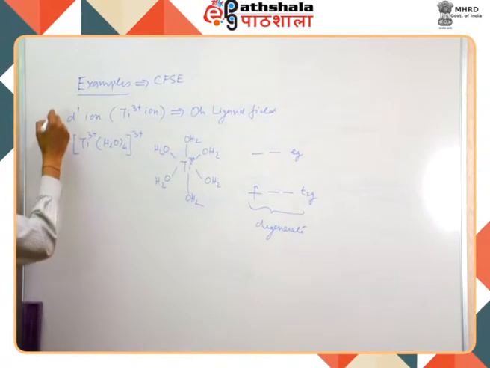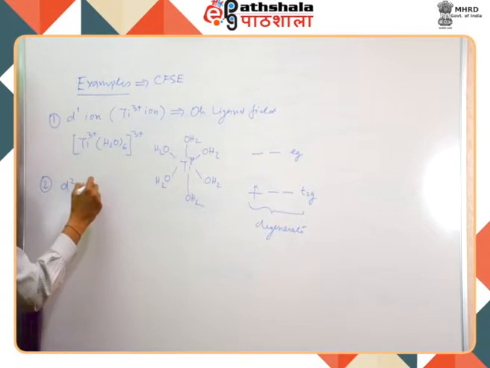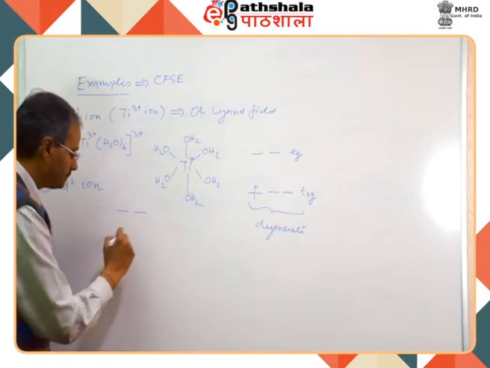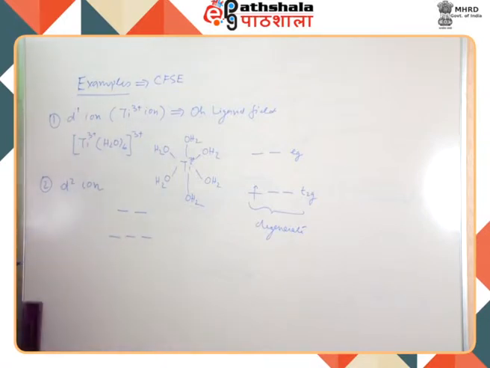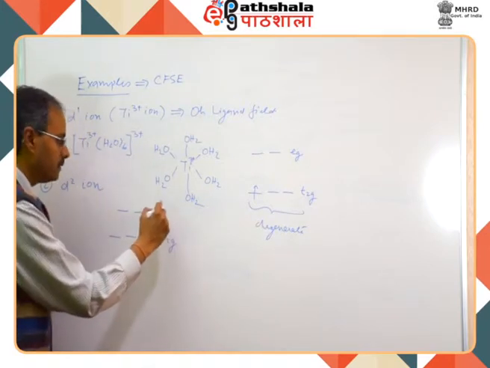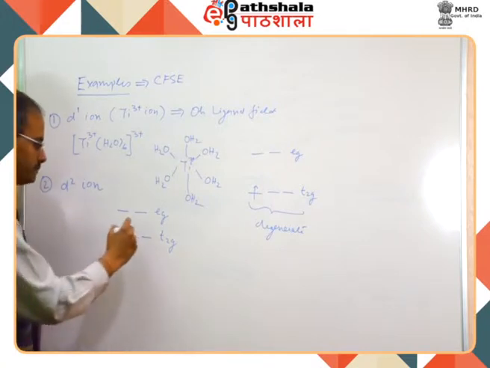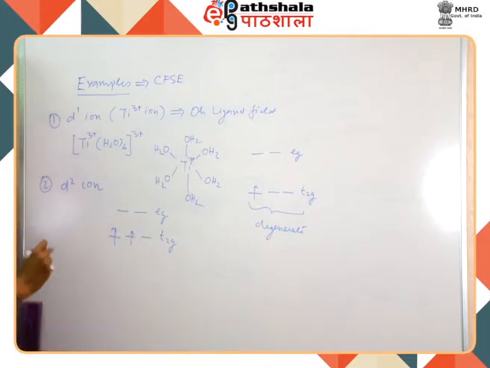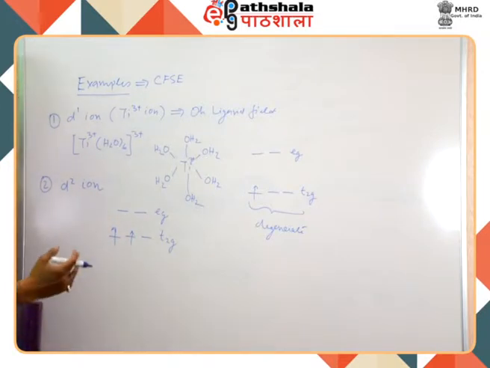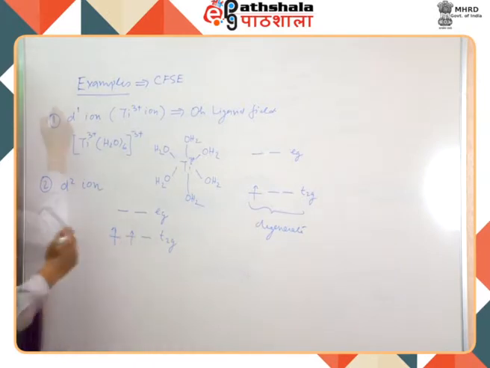Now when we go to the second example, say a D2 ion, what will happen to the filling up of the electrons? So this is the T2G set of orbitals, and this is the EG set of orbitals. The first electron will go to the first one, the second one will go to the second one. As we have only 2 electrons, these 2 will occupy any of the orbitals which are available under the T2G.